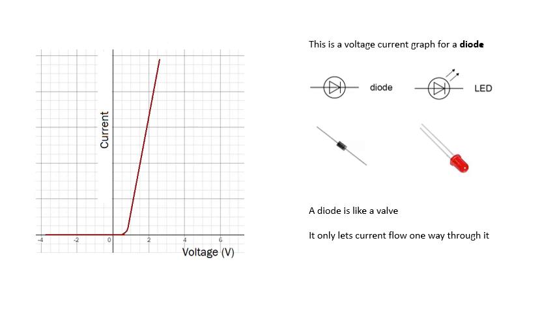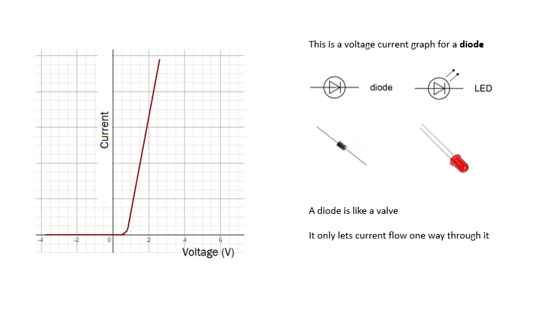And a diode is like a valve. A valve only lets water flow one way, and a diode will only let current go one way, in the direction of the arrow. So in that direction, it has a small resistance, and in the other direction it has a large resistance, so no current flows. Notice that you need a little bit of voltage to get it flowing, about 0.7 volts.